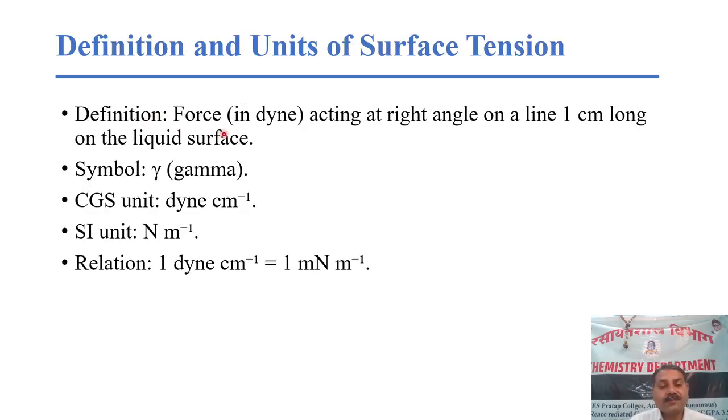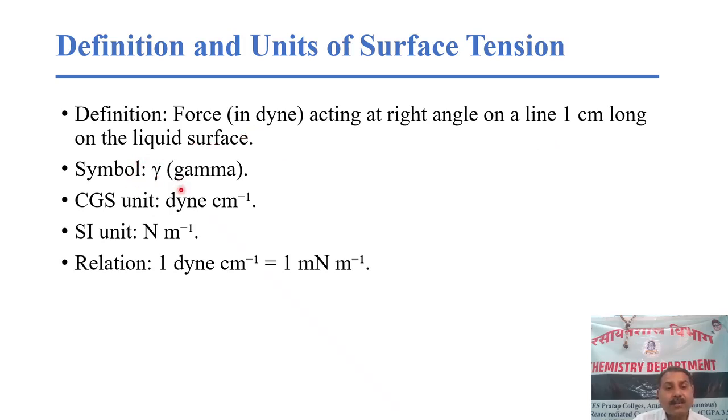Definition and units of surface tension. The definition of surface tension is the force in dyne acting at right angle on a line 1 centimeter long on the liquid surface. Surface tension is nothing but the force in dyne acting at right angle, perpendicular to the liquid surface, on a line 1 centimeter long. So whatever force is applied perpendicular to the liquid surface on a 1 centimeter line is called its surface tension.